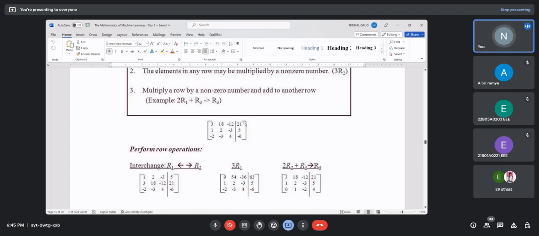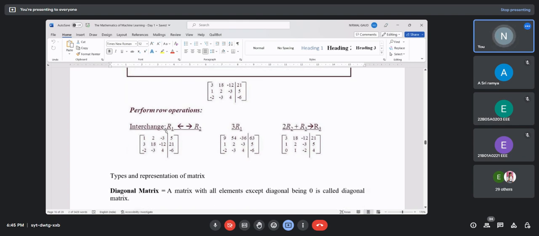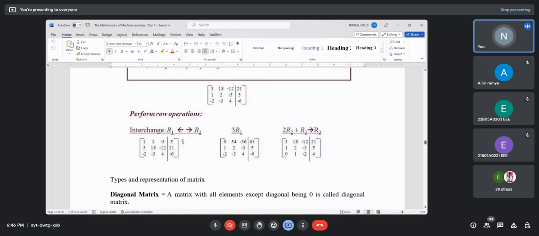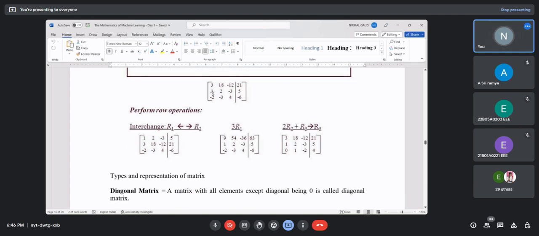All right, so for example, this is our matrix. If I perform the row operations over it, that means interchange R1 by R2, it is possible. So row 1 is 3, 18, minus 12, and 21. And this is an augmented matrix actually. So if I interchange R1 by R2, you know R2, that is 1, 2, minus 3 and 5, this will come to the R1 position, and R1 will be shifted to the R2 position. And if I multiply 3 with R1, it's also possible. So it will be 3 multiplied by R1, so it will be 9, 54 and so on.